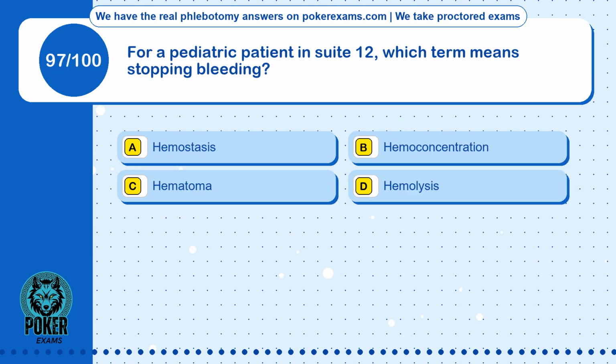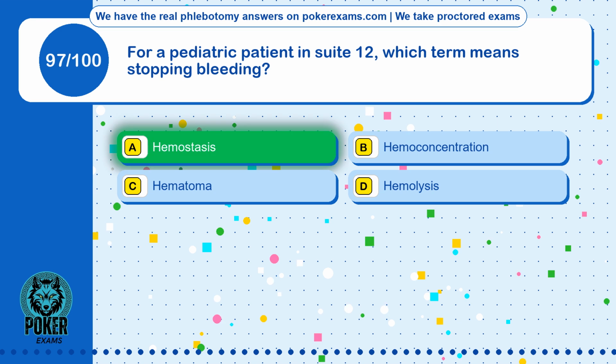Question 97. For a pediatric patient in Suite 12, which term means stopping bleeding? Option A. Hemostasis. Option B. Hemoconcentration. Option C. Hematoma. Option D. Hemolysis. The correct answer is option A. Hemostasis.